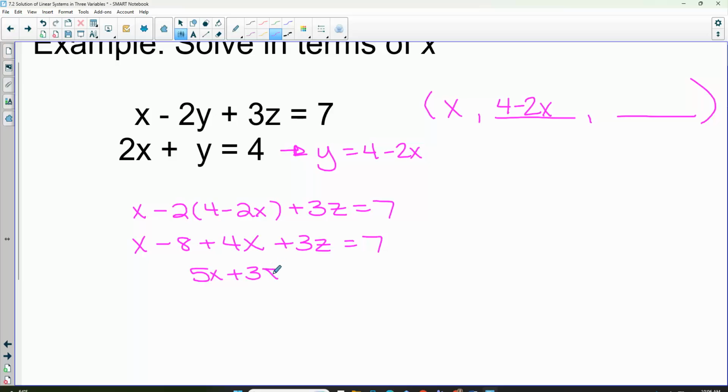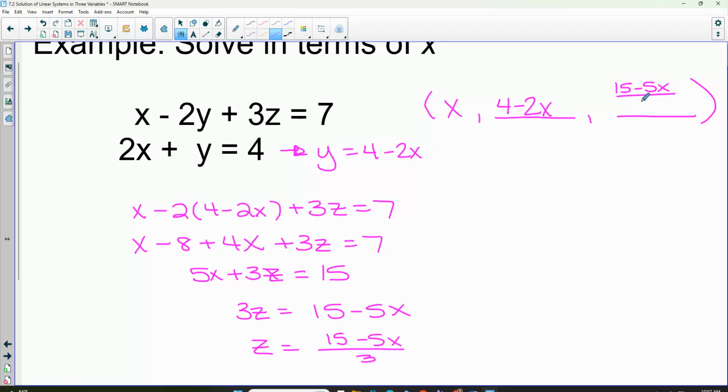Add over my 8, it's 15. Remember, we're trying to solve for z. So 3z is 15 minus 5x. Divided by 3, so z is 15 minus 5x over 3. So we didn't actually get the number solution, but if we had an x value, we can now easily figure out what y and z are to go with.